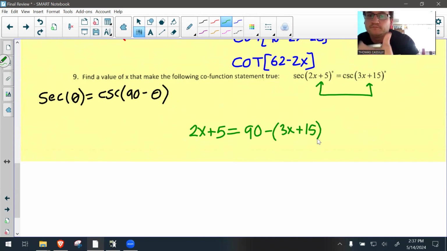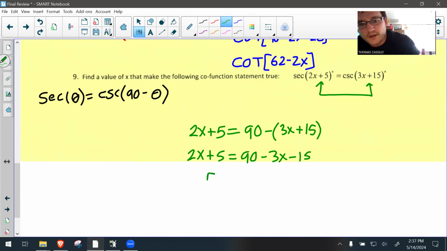So in solving that, what are we going to have? 2x plus 5 equals 90. Distribute the minus sign in. We get minus 3x minus 15, and then clean it up a little bit. I'm going to add 3x to both sides. You get 5x equals, I'm going to subtract the 5 from both sides, 5x equals 70. And then x is going to equal 14.